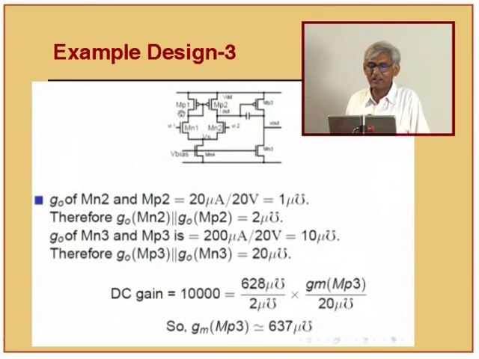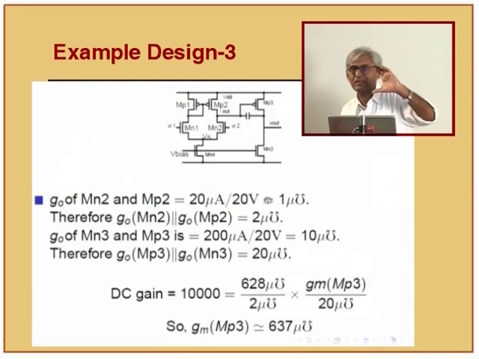We know the current through this, and we know the early voltages. Now, as you know, G0 was that current by voltage, right? So how much is the current? 20 microamps. And the early voltage is given to be 20 volts. So the output conductance G0 of each one of these is 1 microsiemens, 20 microamps divided by 20 volts, straightforward. And we know that the effective load is the output resistance of this and this in parallel, correct? So the load conductance is 2 microsiemens.